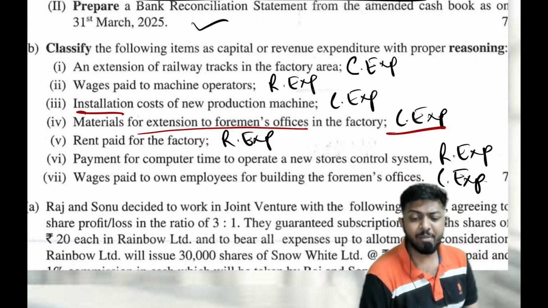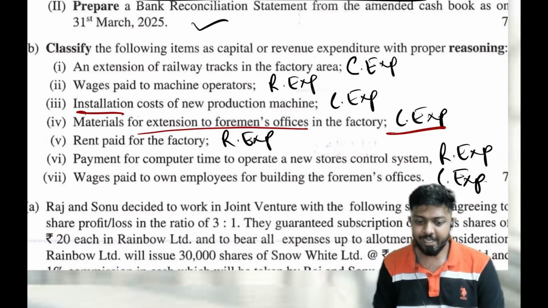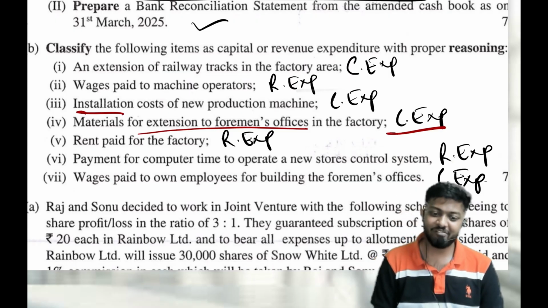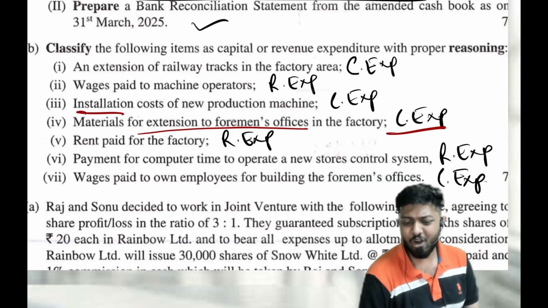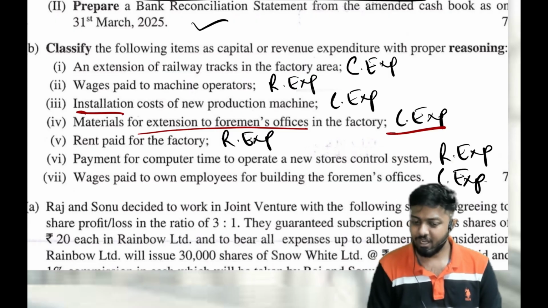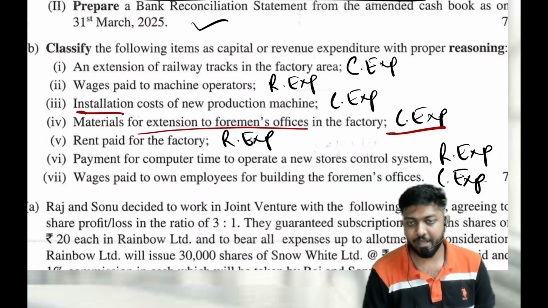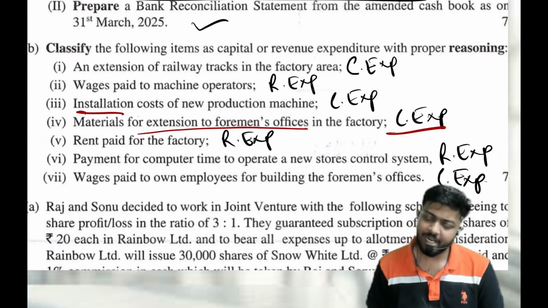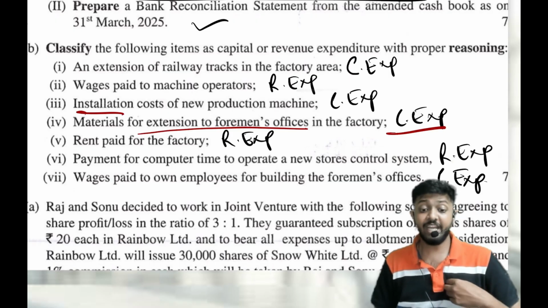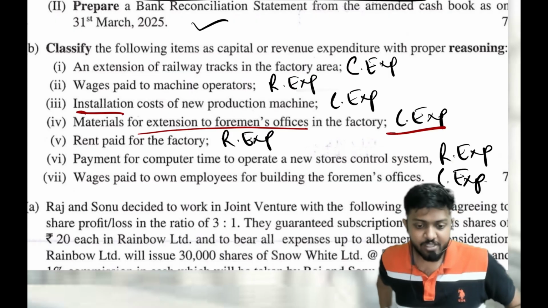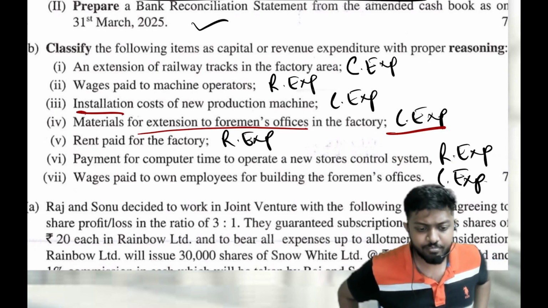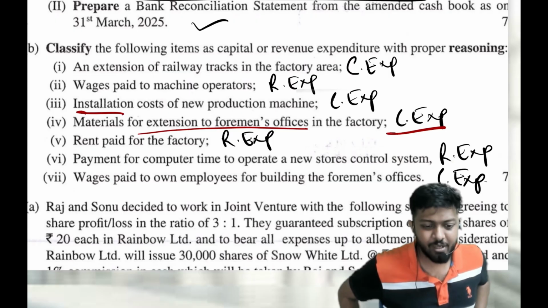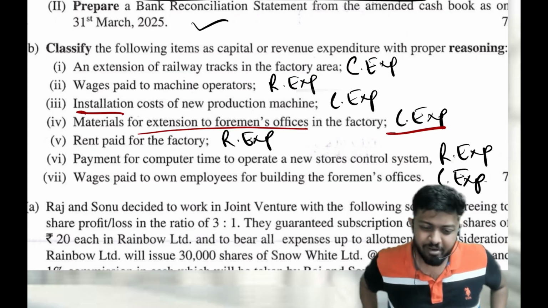The best example is the operators. Operators are just operating the machine. How would it become capital expenditure? What efficiency is increasing if they're operating? Similarly, here they're operating a computer. They are paying for computer time because they are using software on that computer. So that is also not a capital expenditure, it's a revenue expenditure. I am not getting any benefit for more than 1 year, and it's a recurring expenditure. There's no increase in efficiency because of computer time. I need the computer to operate the software, that's about it.